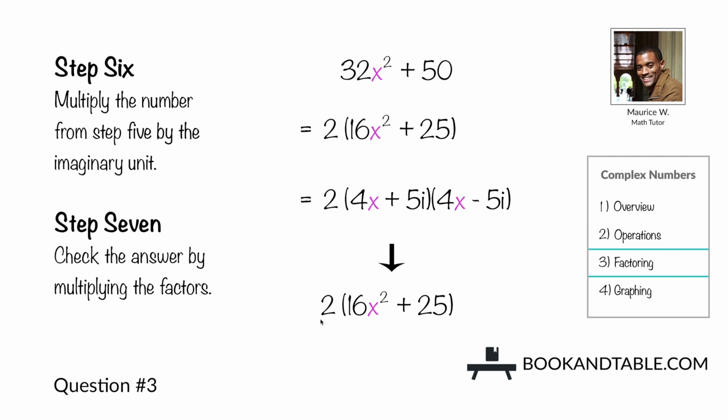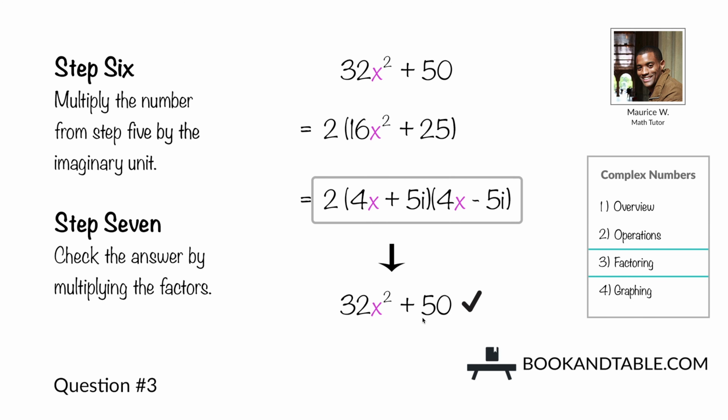And now we multiply the 2 times this expression, giving us 2 times 16, which is 32x squared. And 2 times 25 would be 50. So since the final polynomial matches the original polynomial, that confirms that 32x squared plus 50 can be factored into 2 times 4x plus 5i times 4x minus 5i. And that is how you would go about factoring the sum of two squares.